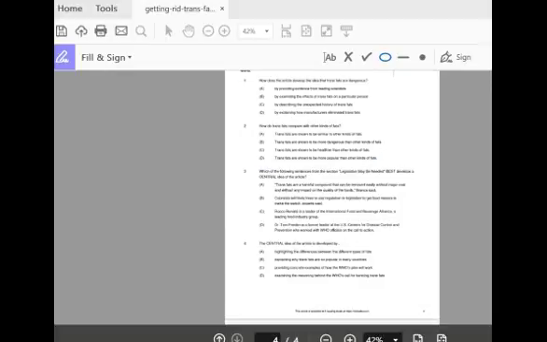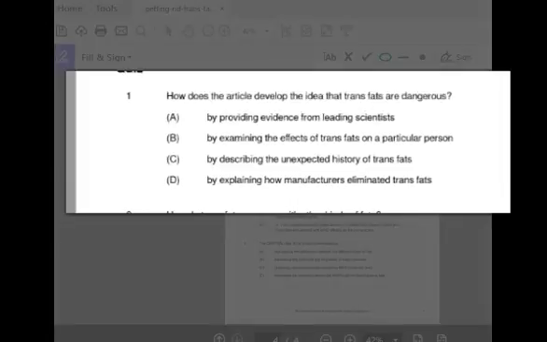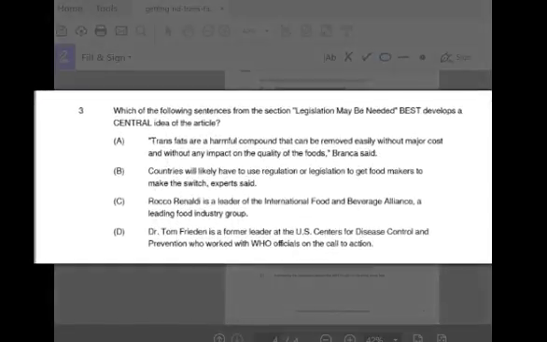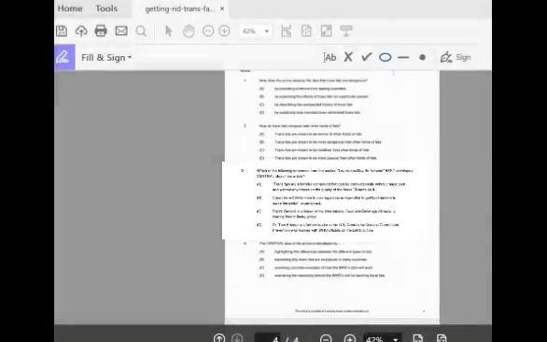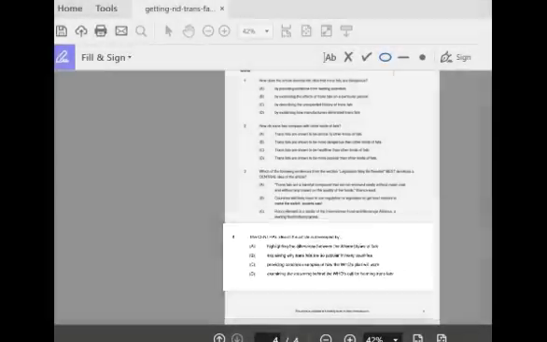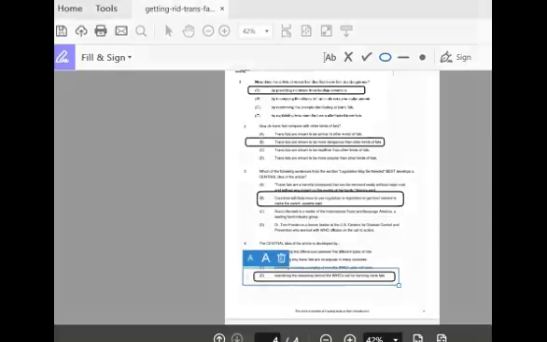At the end of the article, there are 4 questions. They are: how does the article develop the idea that trans fats are dangerous? How do trans fats compare with other kinds of fats? Which of the following sentences from the section "Legislation May Be Needed" best develops the central idea of the article? And the central idea of the article is developed by... So I want to go through and answer those questions. Take a minute and see if you can answer them as well. You can go ahead and check your answers.